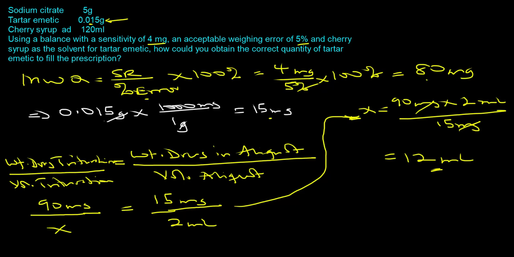So now what does all of this mean? What it means is to end up with the 15 milligrams of tartar emetic, you're going to weigh out 90 milligrams of tartar emetic, make a stock solution using the solvent to get 12 milliliters of stock solution. Now from this stock solution, you're going to take out 2 milliliters, which is the volume of your aliquot. And in this 2 milliliters, it contains 15 milligrams of the tartar emetic.